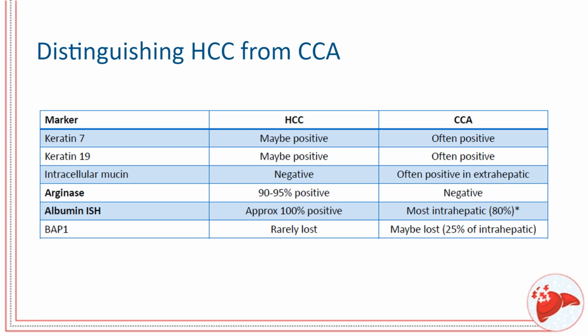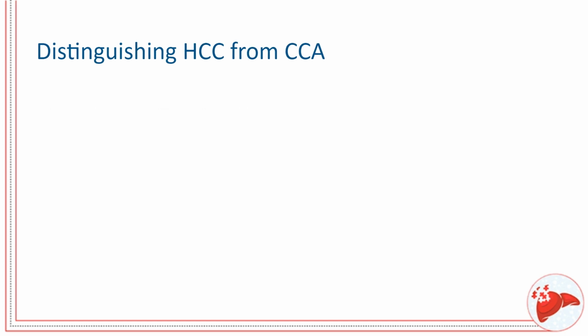Arginase is very helpful because it's often positive in hepatocellular carcinomas. Albumin is helpful in confirming that it truly is a primary hepatocellular neoplasm when it is strong and diffuse. The loss of BAP1 is really helpful because it's more often lost in cholangiocarcinomas, in about a quarter of cases. It can be lost in hepatocellular carcinoma, but that's less common. There are other tools that can be helpful.